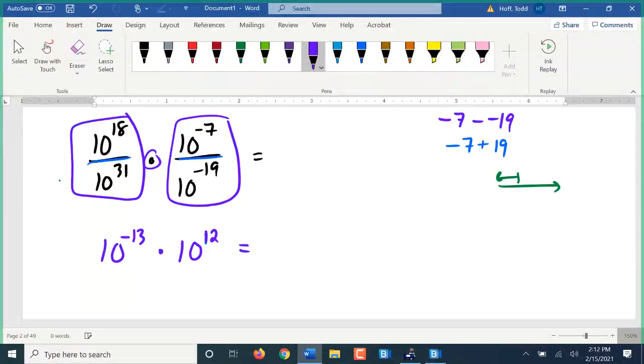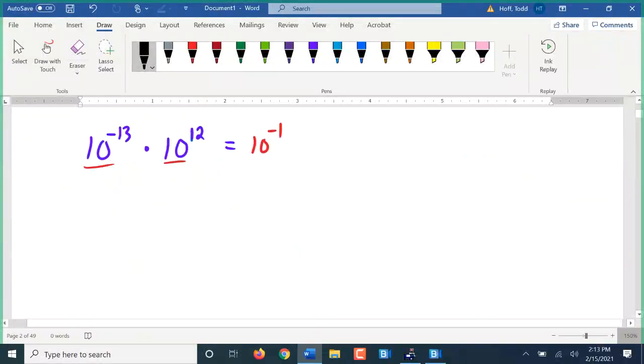Now we have to multiply. We've taken care of the fraction bars. We multiply, we still have the same base of 10. We have to add the powers. Negative 13 plus 12 is a negative 1. So that's just 10 to the negative 1.